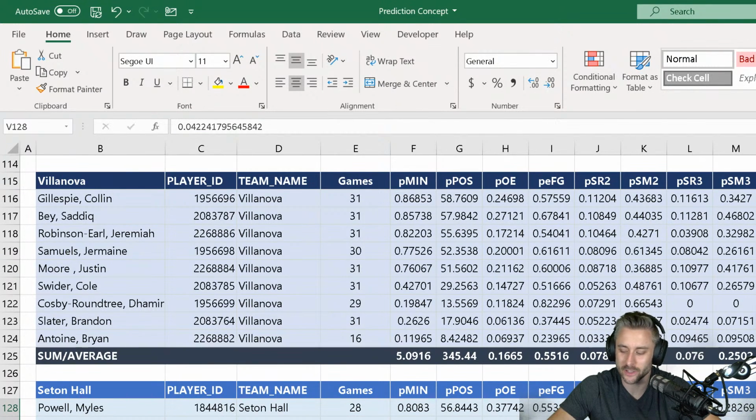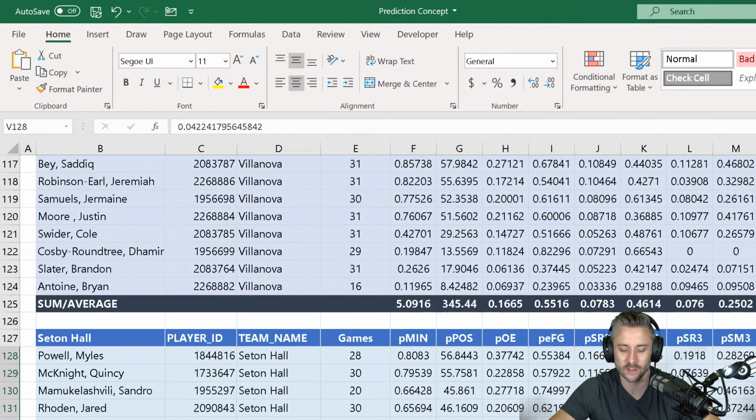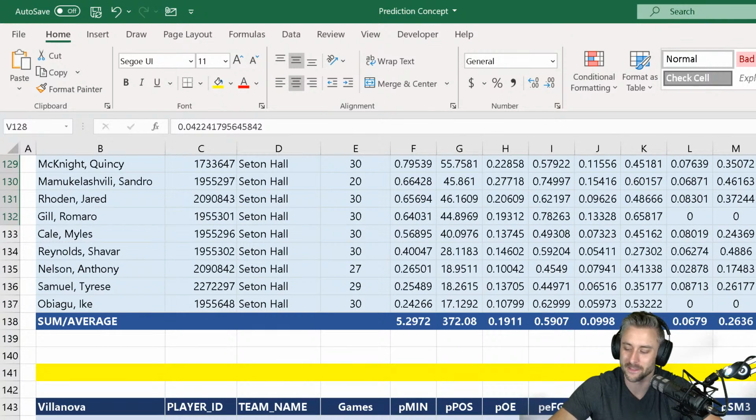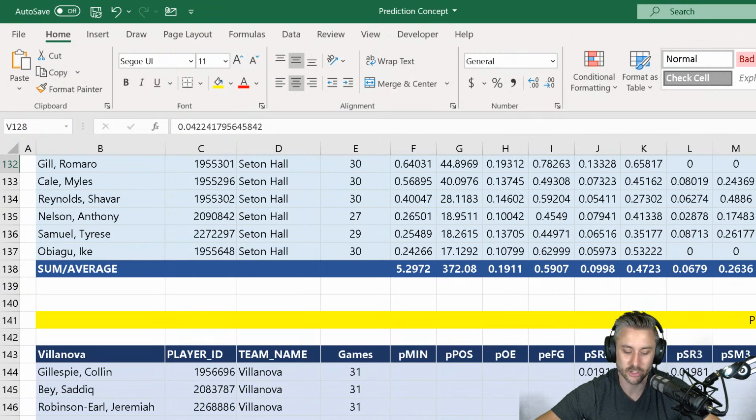I was working on this and I was trying to get as much of it done before this broadcast, and this is where I left off. As you can see, this is not all the way filled in because this is where I left off. But for example, say you calculated there's going to be an offensive rebound. Well, you can use assignment to determine that Jeremiah Robinson Earl has a 35% chance of grabbing that offensive rebound.